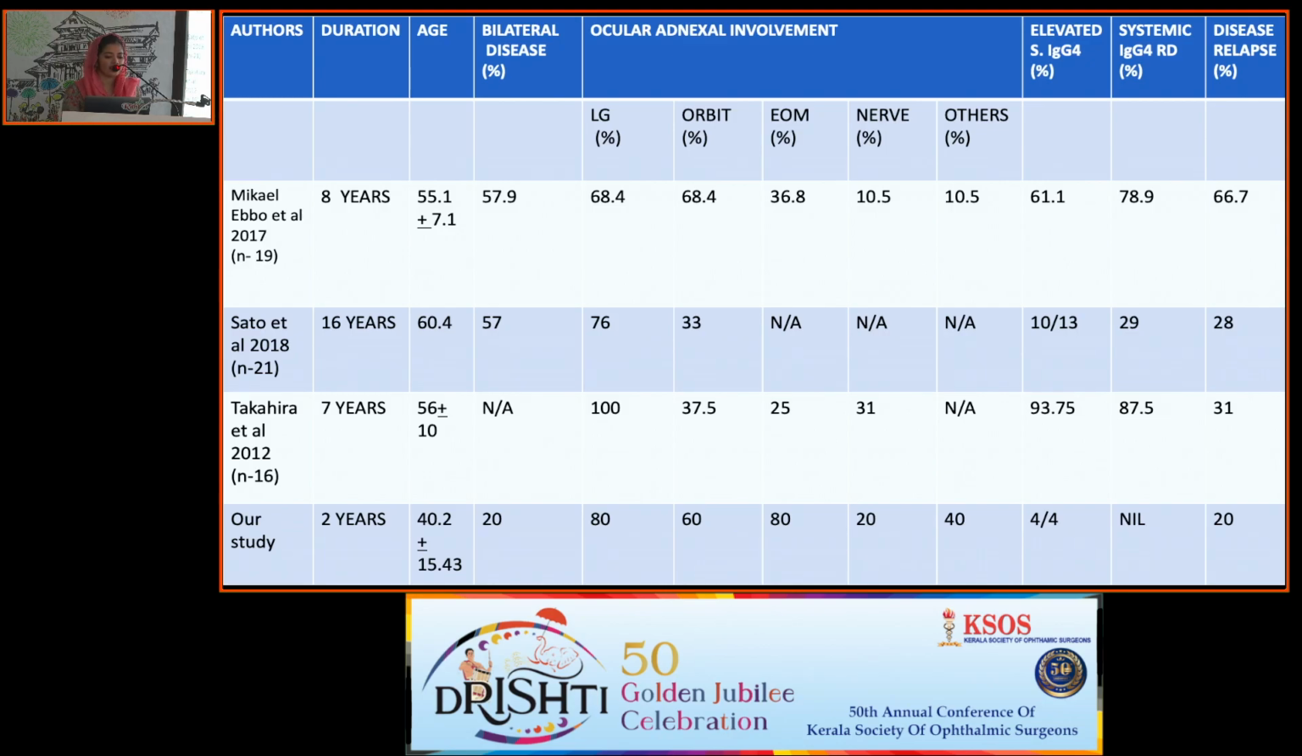In a study by Takahira et al., over 7 years, 16 patients were studied. Lacrimal gland was the most commonly affected organ, and 93.75% had elevated serum IgG4, and 87.5% had systemic disease. The results were consistent in our study.